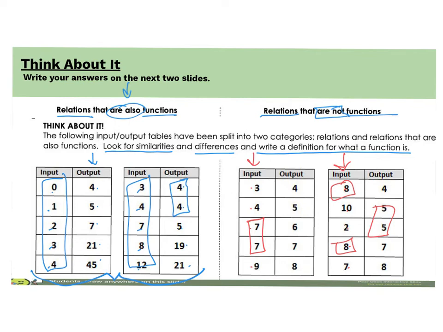If you have a relation or a group of ordered pairs, if it's going to be a function, then your x values cannot repeat. That's the whole idea. Each x has to have a separate y or a unique y. It doesn't matter if the y's repeat, right? So these 4s repeating is fine. These 5s repeating is fine. But if it's going to be a function, then none of your x values can repeat. So that's the big idea.